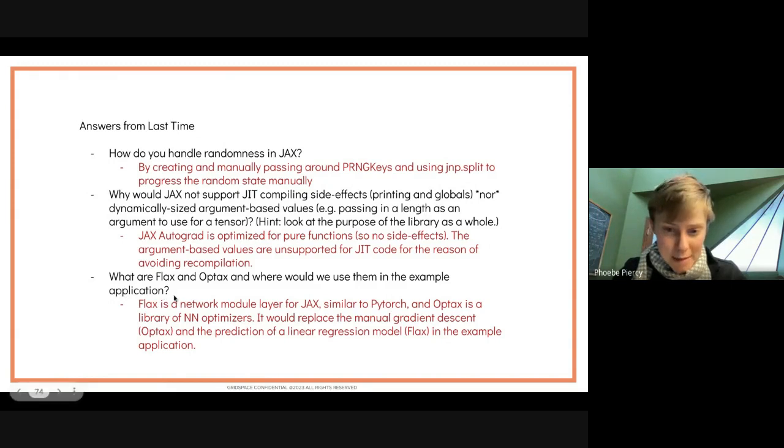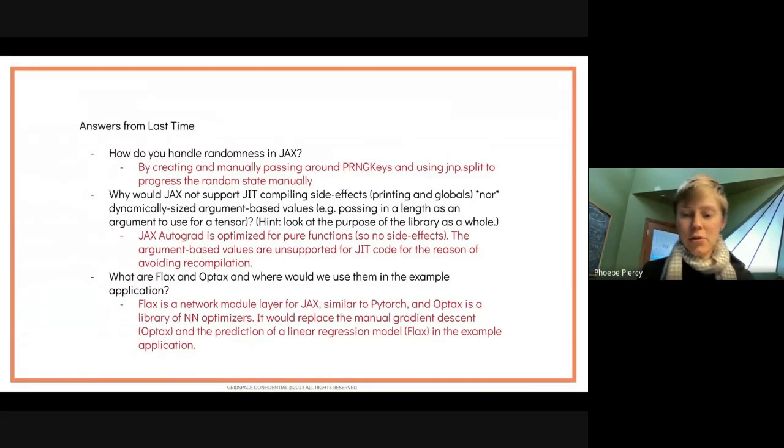What are flax and optax, and where would we use them in the example application? The example was the linear regression and the different kinds of polynomial regressions. Flax is a network module layer for JAX, similar to PyTorch. Optax is a library of neural net optimizers. It would replace the manual gradient descent, optax, and the prediction of a linear regression model, flax, in the example application. So we would use flax in lieu of the linear regression model, and we'd use optax in place of the gradient descent. Any questions on that? Did people get them right? Did people enjoy clicking through the JAX documentation?